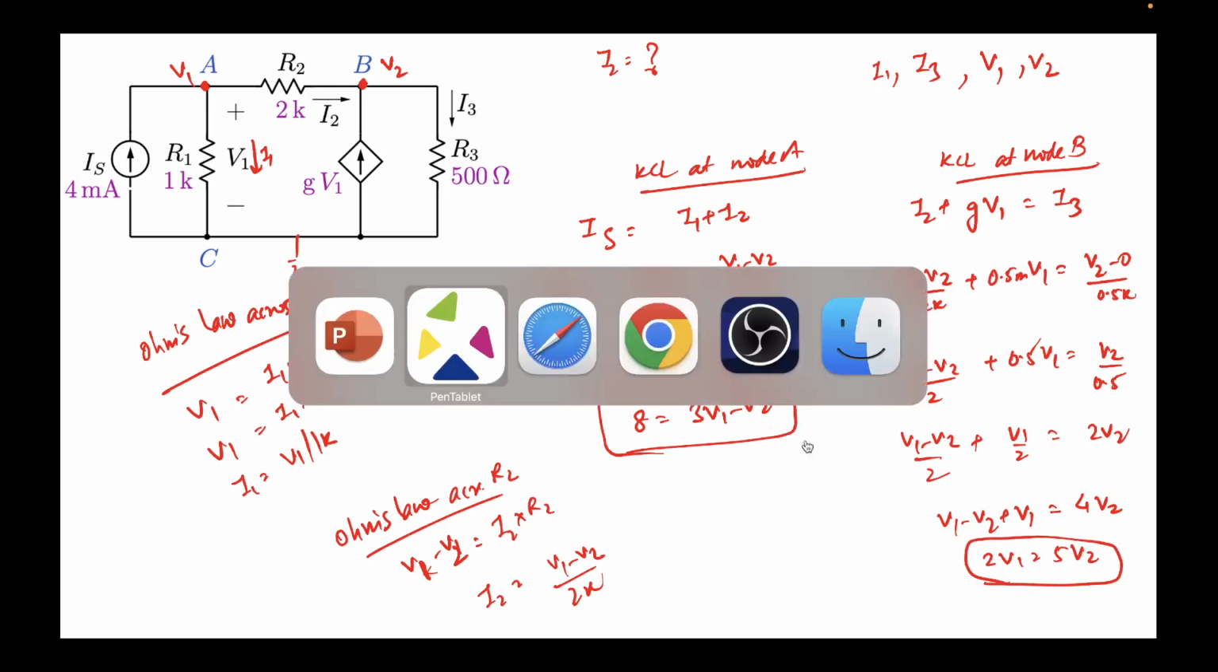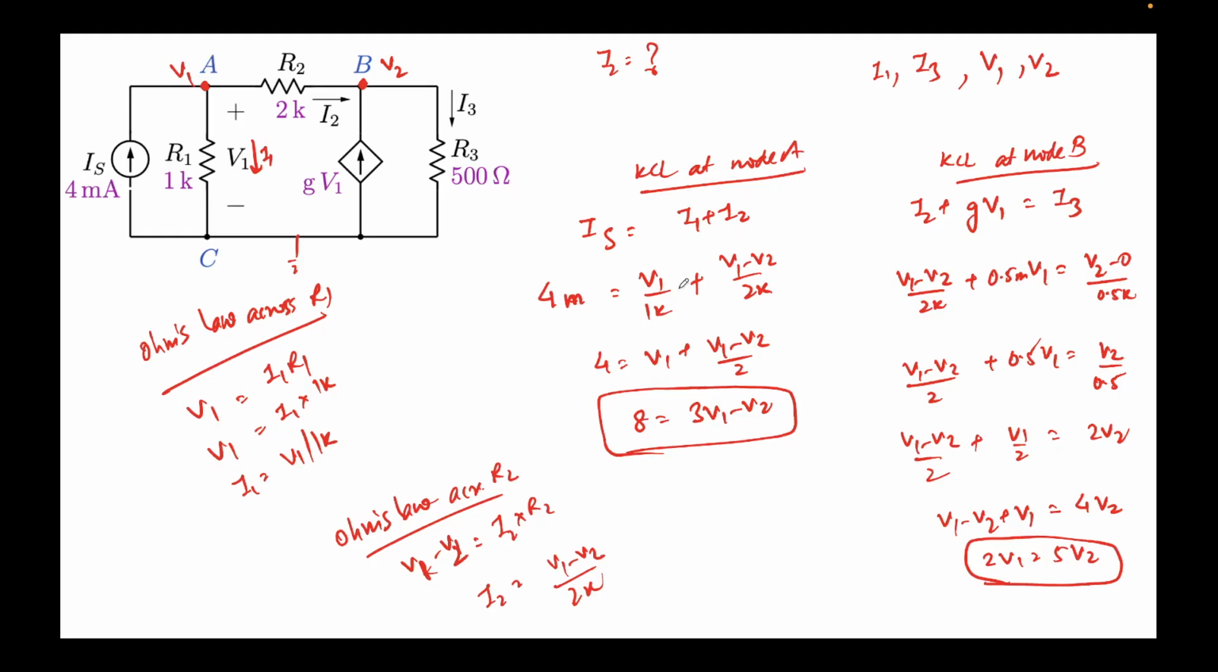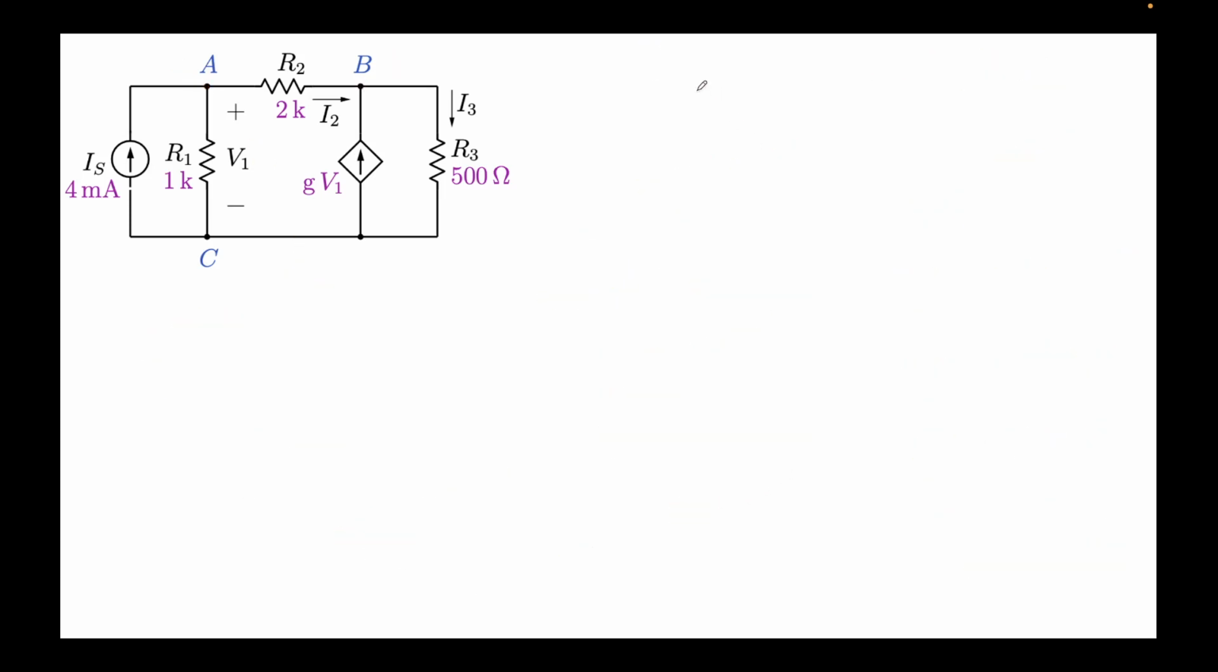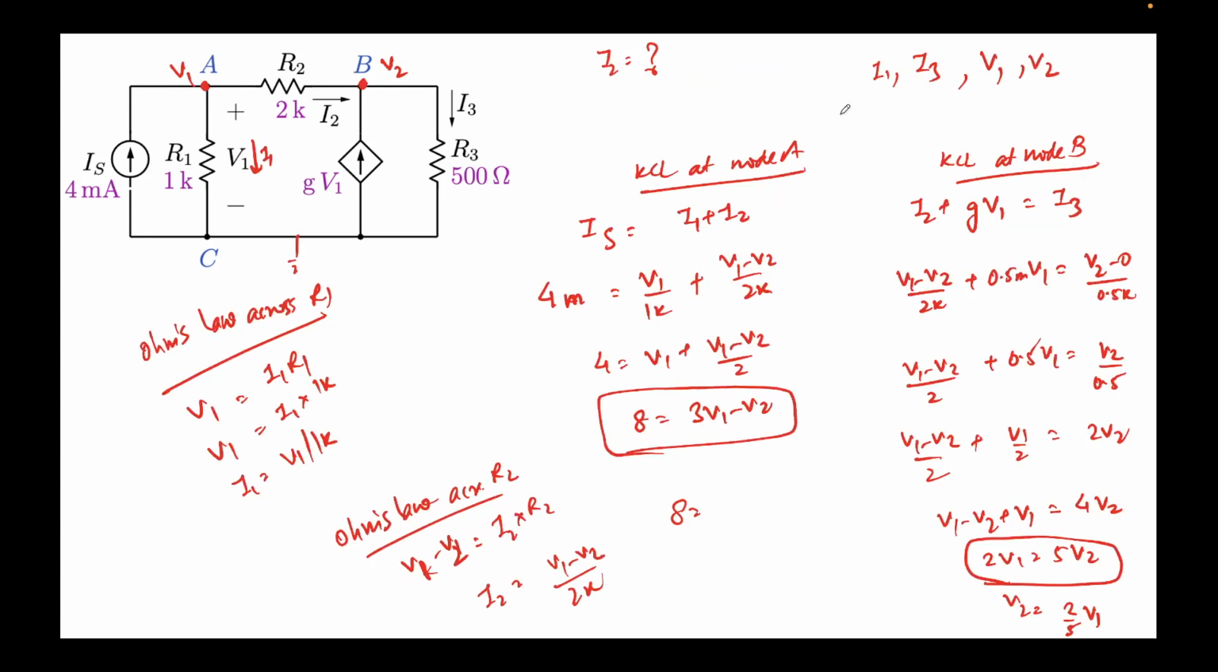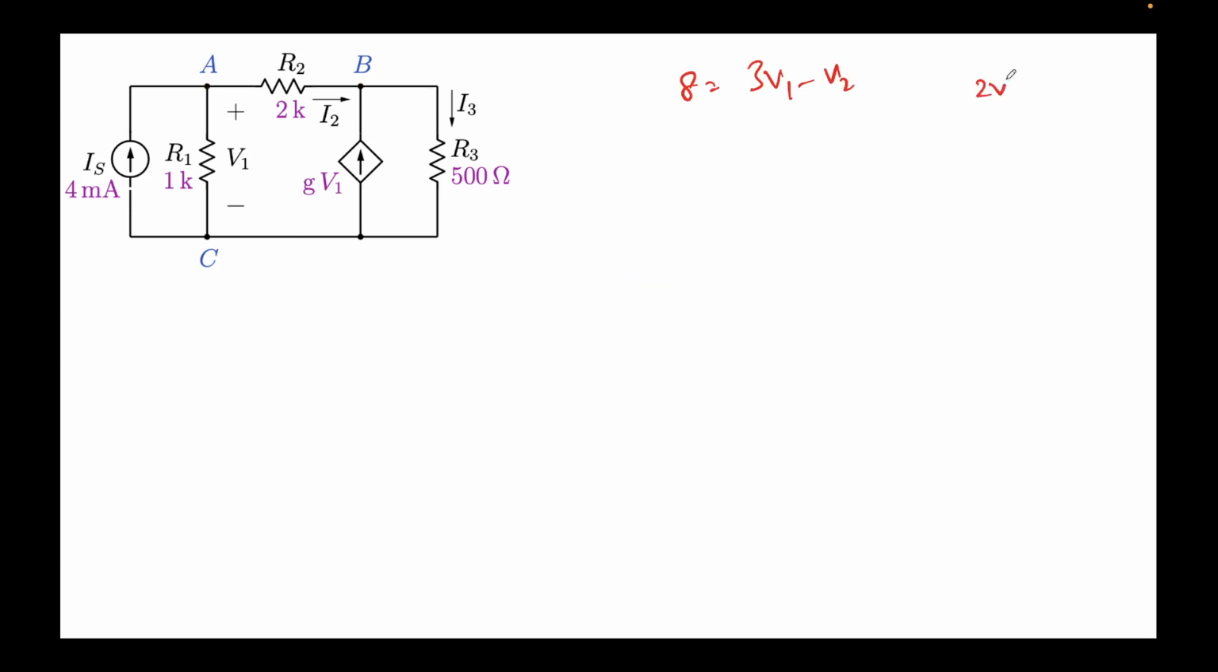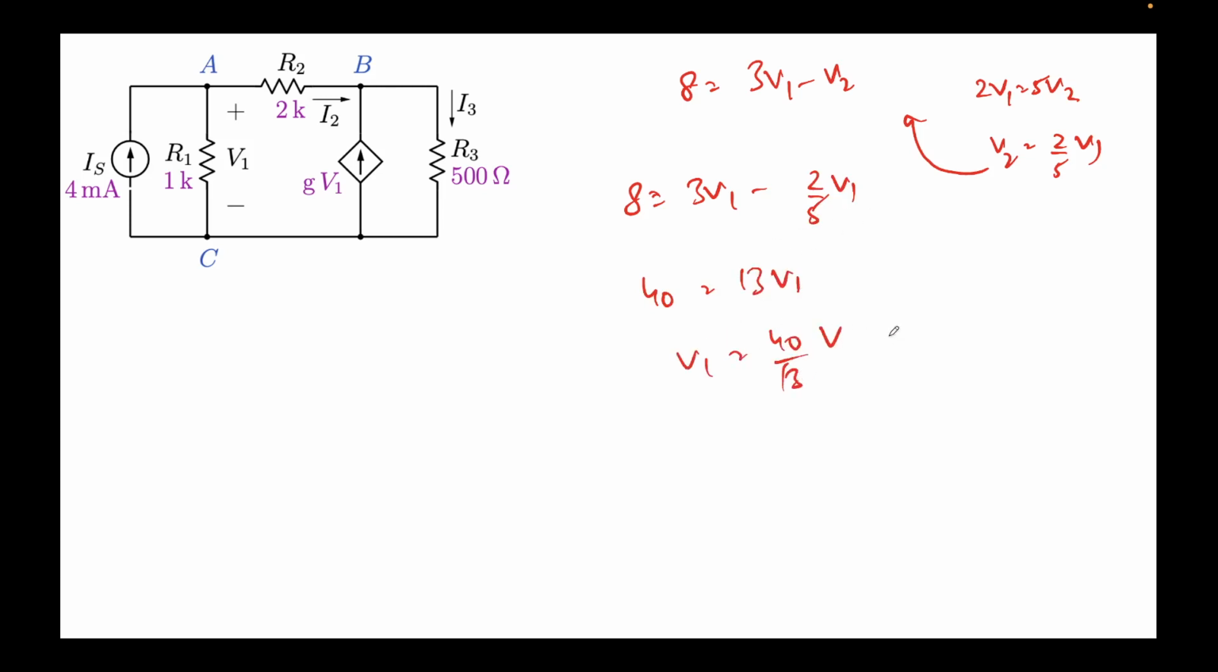So what I'll do now, I just need to solve them. Right, so how to solve them? Let's calculate the value of V2 from here. So V2 will be 2 by 5 V1 and put it over here. I'm solving them here on the next slide. So 8 equal to 3 V1 minus V2 and 2 V1 equal to 5 V2. So I get V2 equal to 2 by 5 V1. Let's put this here. So this will give me 8 equal to 3 V1 minus 2 by 5 V1. This will be 40 equal to 15 minus 2 is 13. So V1 will come out to be 40 by 13 volts.